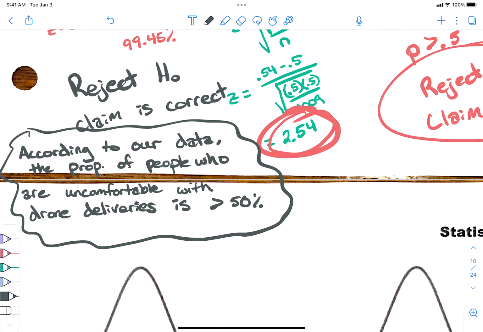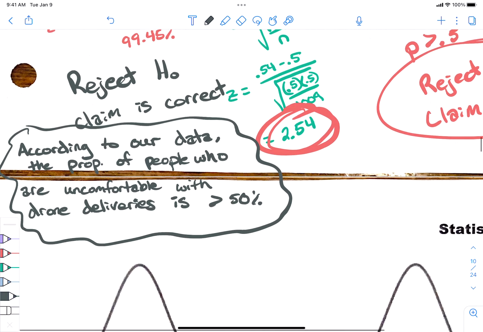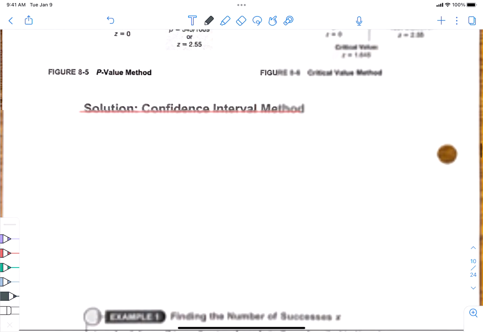If we are a company that is contemplating whether we should switch, we just found data supports the fact that the majority of people do not prefer drone deliveries. So we're probably not going to make that switch yet until people maybe warm up to the idea, which I don't know if they're going to. Okay, good? Happy with that?